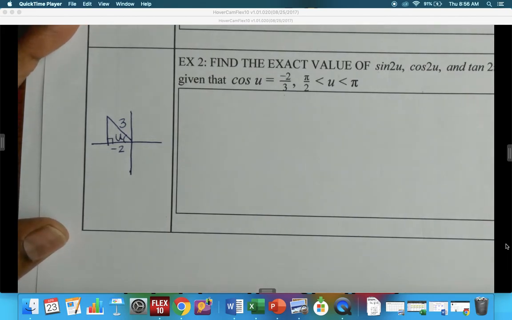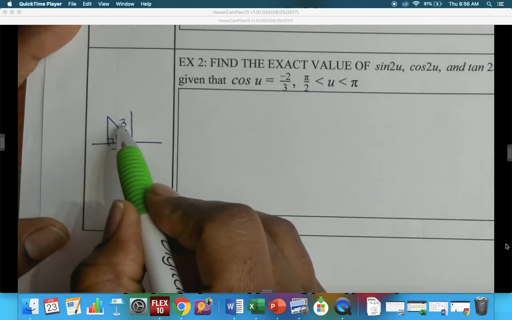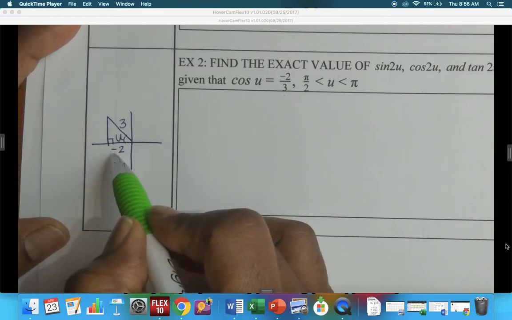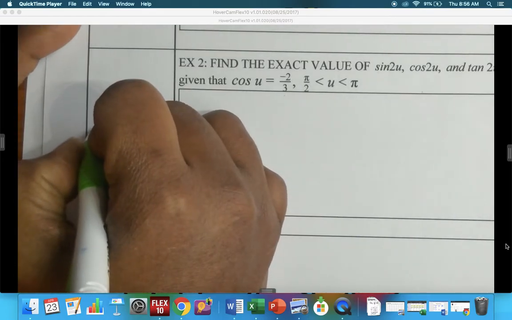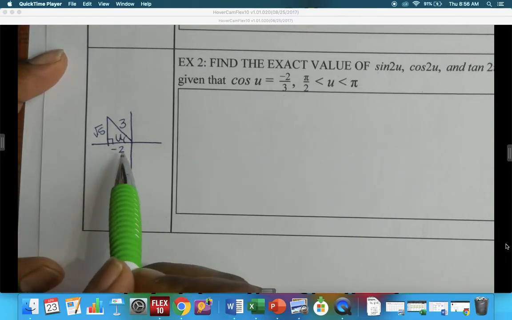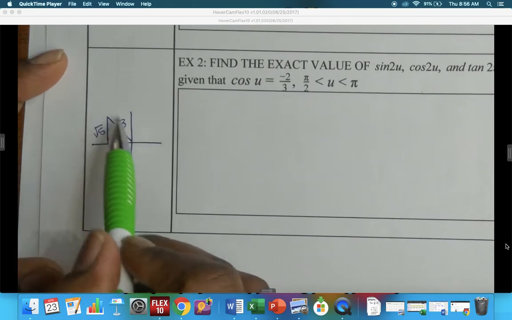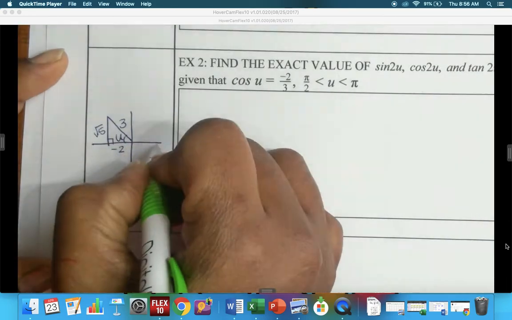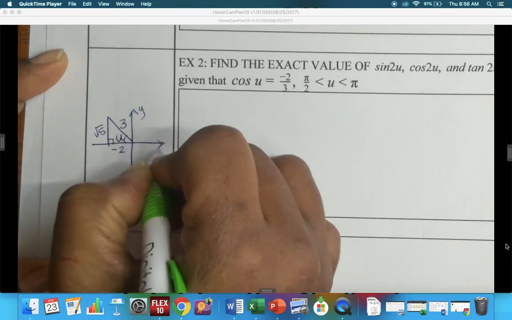We can do a little Pythagorean theorem. 3 squared minus negative 2 squared, which is 5, is the square of this one. So we'll put square root of 5. All right. So we have information. If I needed to find sine or tangent, I could do it now that I have the entire triangle drawn in here. Let's put x and y.